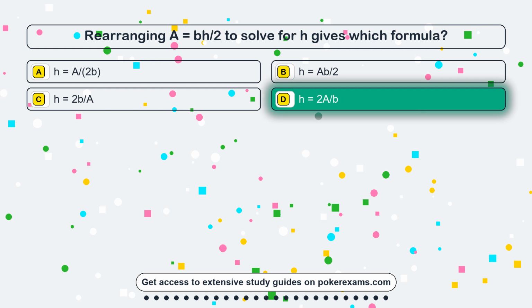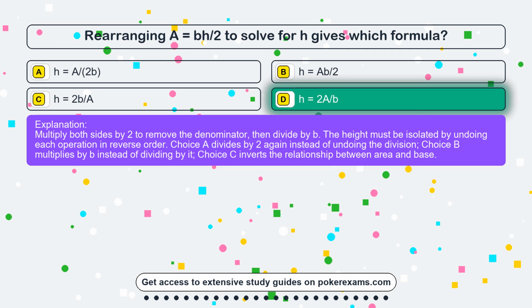The correct answer is option D, h equals 2a/b. Multiply both sides by 2 to remove the denominator, then divide by b. The height must be isolated by undoing each operation in reverse order. Choice A divides by 2 again instead of undoing the division, choice B multiplies by b instead of dividing by it, choice C inverts the relationship between area and base.